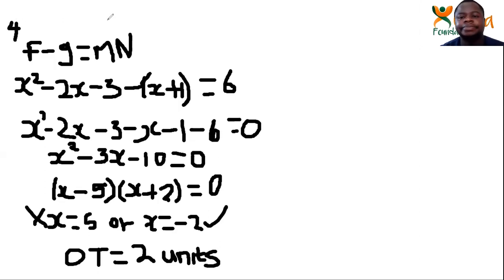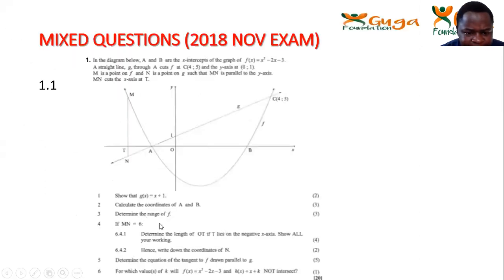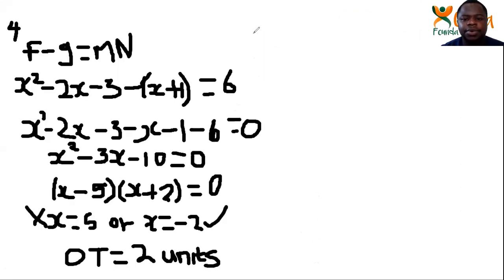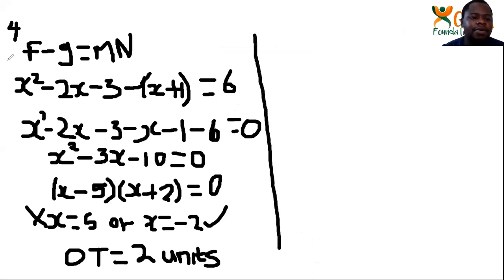So now let's go back. We are here. They want us to determine, hence, write down the coordinates of N. What is N? N lies on the graph of g(x). So you can just substitute the x value of OT, and then you get the value of y here. This is for question 4a.